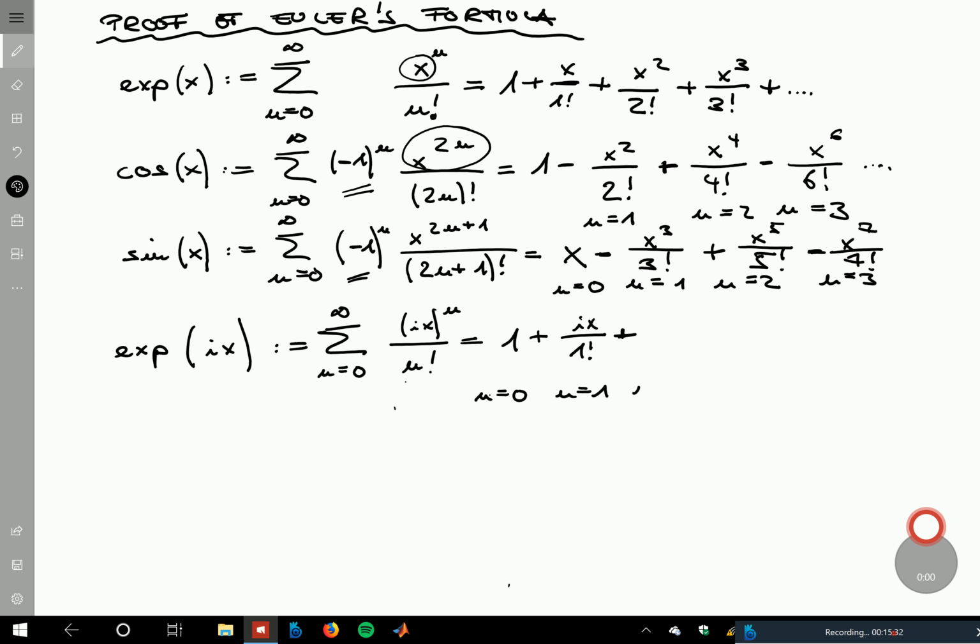And then for n equals 2, we have ix squared, which is the same as i squared x squared divided by 2 factorial, and so on. So here we have i^3 x^3 divided by 3 factorial, and so on. So we write up to n equals 4.